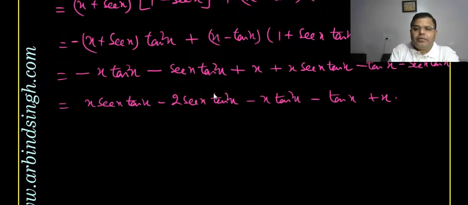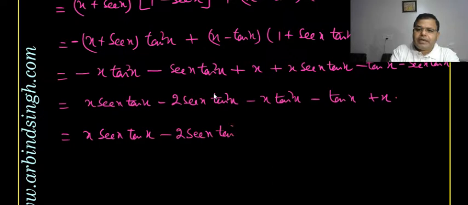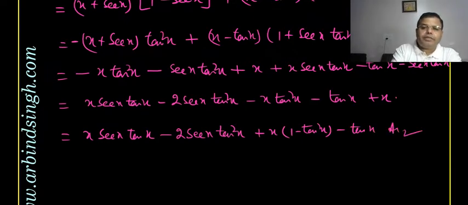Now if I take something common, is there something common? No, nothing common, except this 2. So we can write here x sec x tan x and minus 2 sec x tan square x. If I take x common, then it will be plus x into 1 minus tan square x minus tan x. That will be the answer. You can leave it here also, there is no problem.